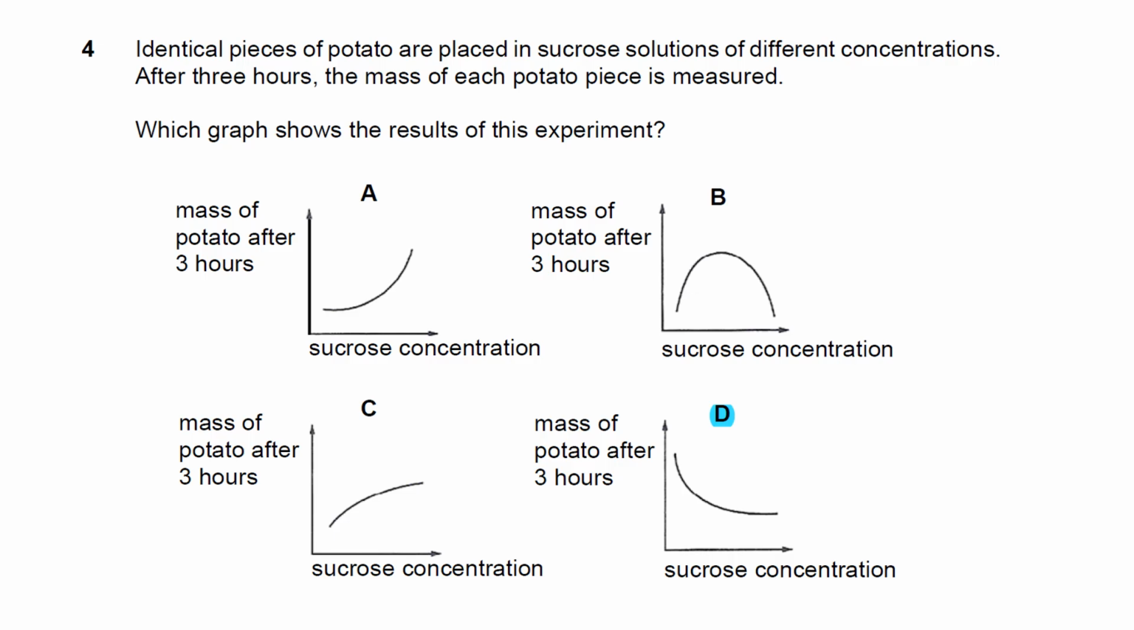Question 4. If I increase the concentration of a solution, in this case sucrose, I will decrease the water potential. And if I decrease the water potential of the solution, the cells will start to lose water into the solution. And so the mass of the potato will start to drop because it is losing water. It will lose water until it hits a constant. Okay, it cannot go all the way down. And therefore, D is the correct answer.